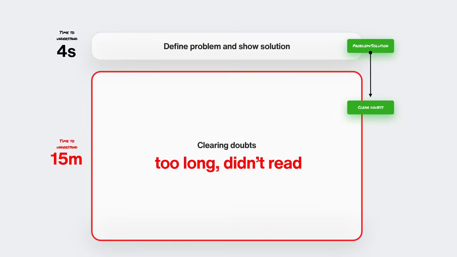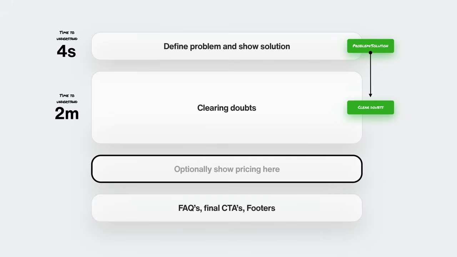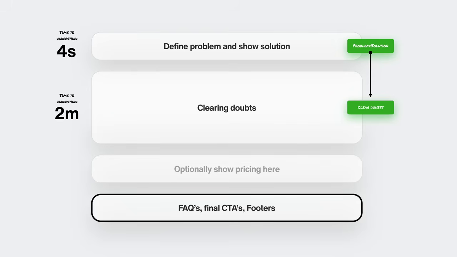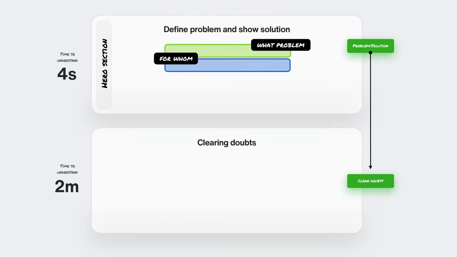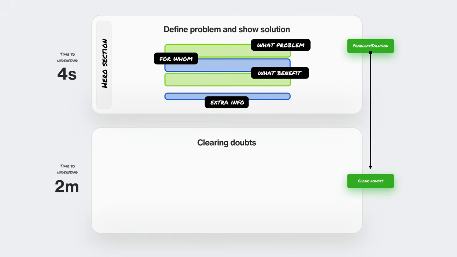You don't want that. And then of course we have an option to show the pricing, but we don't always show the pricing on landing pages, more on that later, and the standard ending of the page, the FAQs, final CTAs, and the footers. So the first section is the hero section, the section where you define the problem and show a solution. You need to clearly say what problem it is, for whom, and what are the benefits. You can add a little bit of extra info there if you need to.